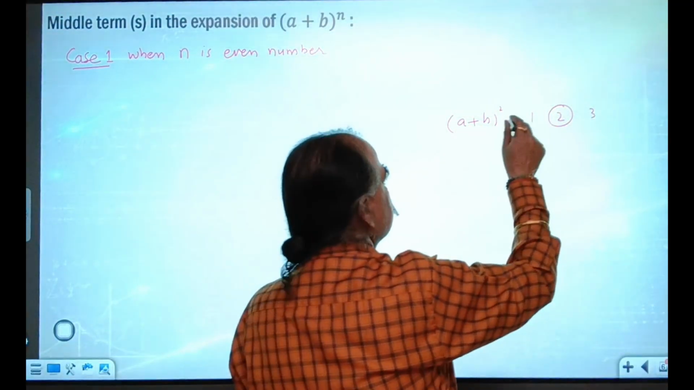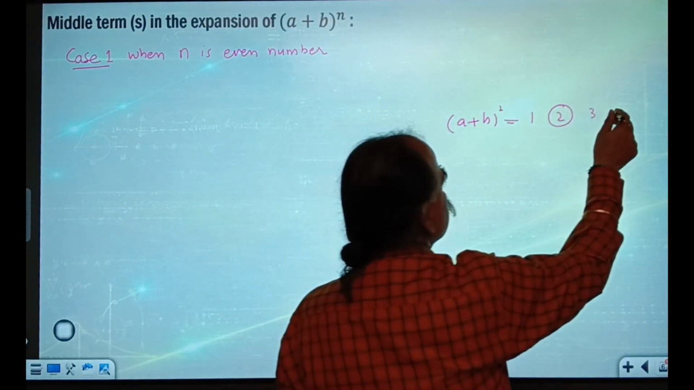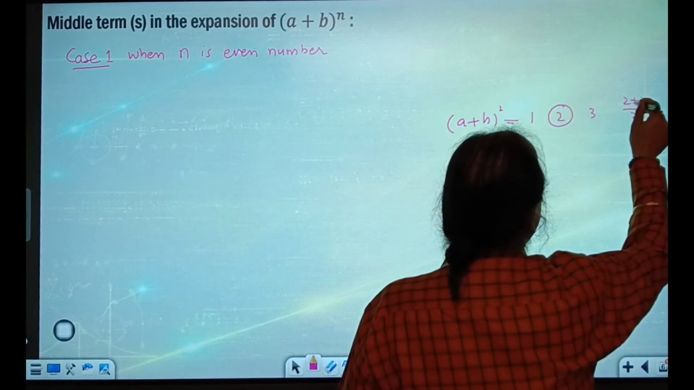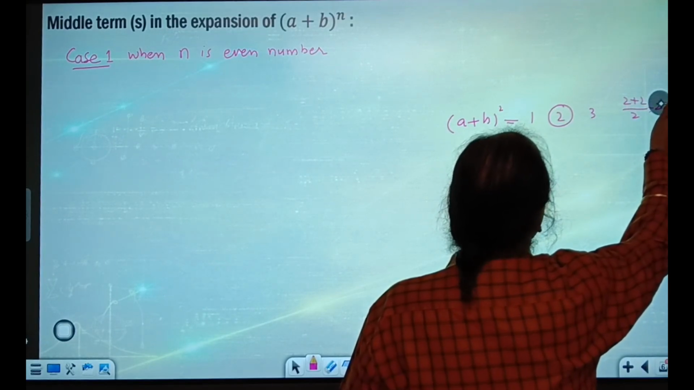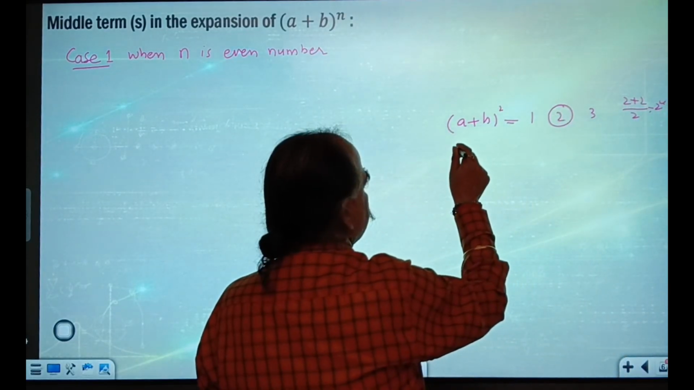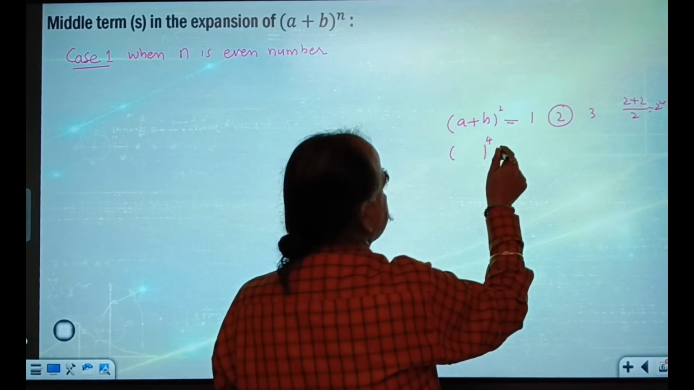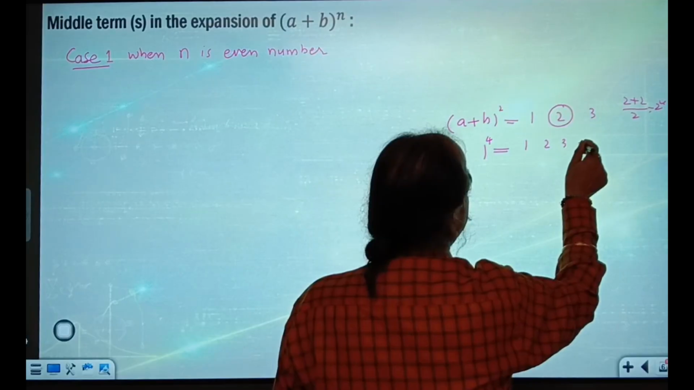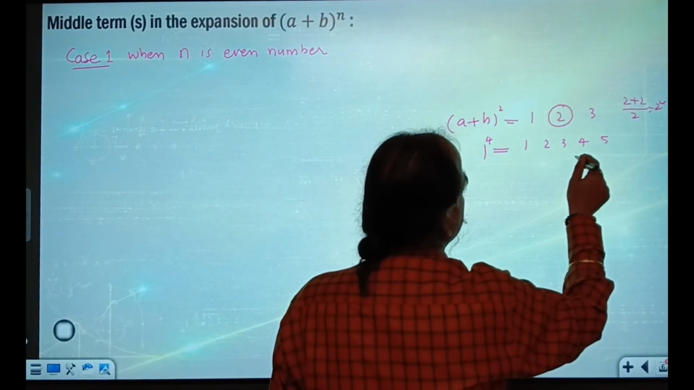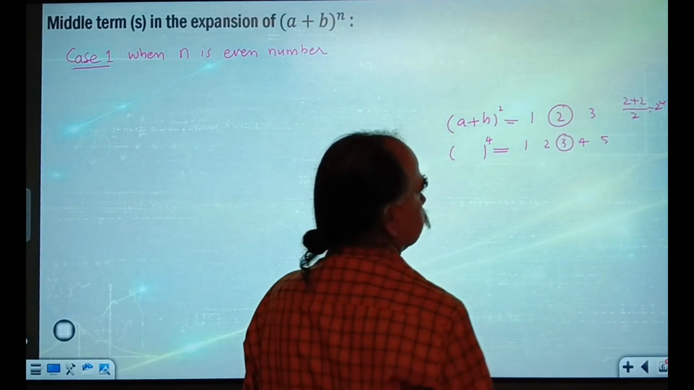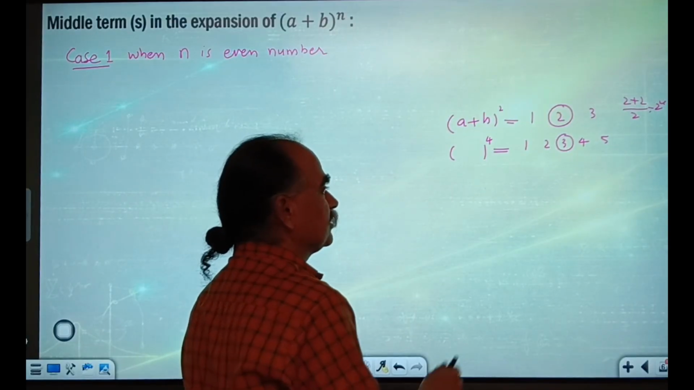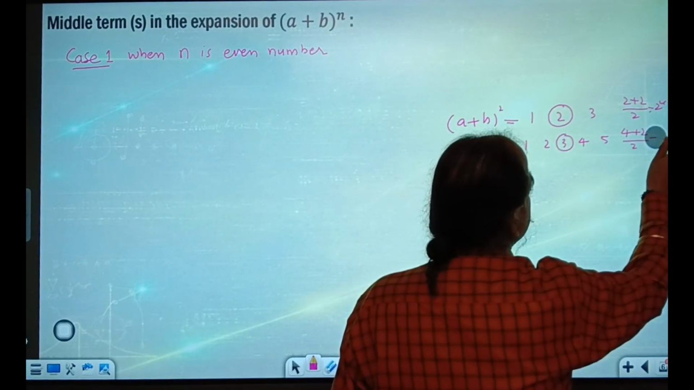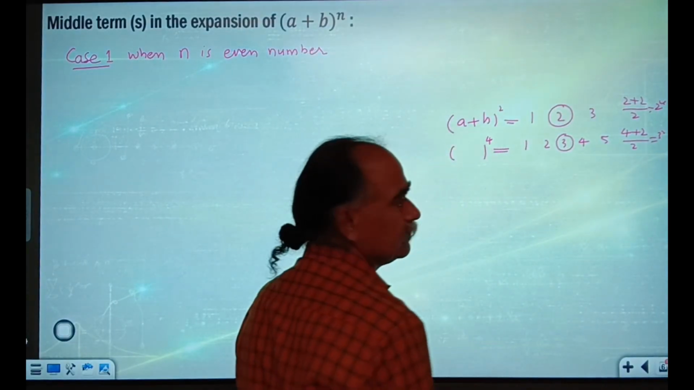And position of this middle term is what? In power 2, add 2 divided by 2. 2 plus 2, 4, upon 2, second term is what? Middle term. First, second. When power is 4, number of terms is what? 5. 1, 2, 3, 4, 5. There is one middle term. And position of this middle term is what? Power 4. Add 2 divided by 2 will give you third term. You can see third term.